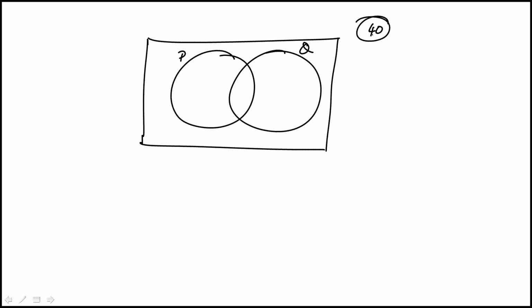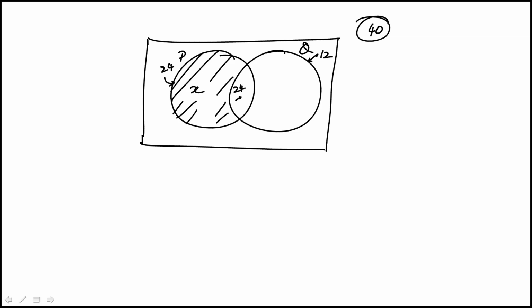60% work on project P, and 60% of 40 is 24. So that 24 is this entire circle, including the overlap here. And then Q is 30%, which is 12. The question is, how many of the researchers at the company work on project P, but not on project Q? So this region is what we're looking for, and I'm going to assign that variable x.